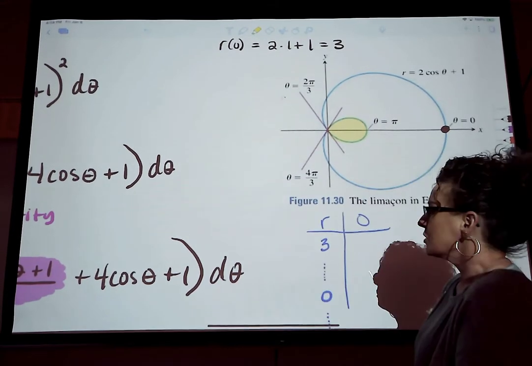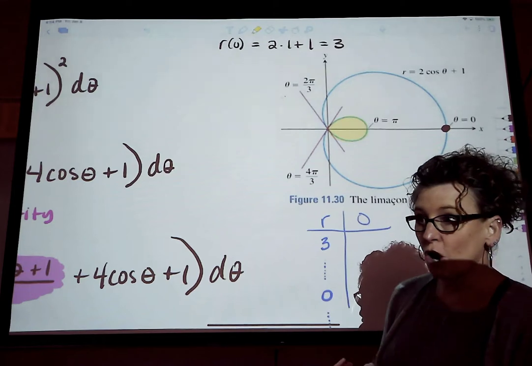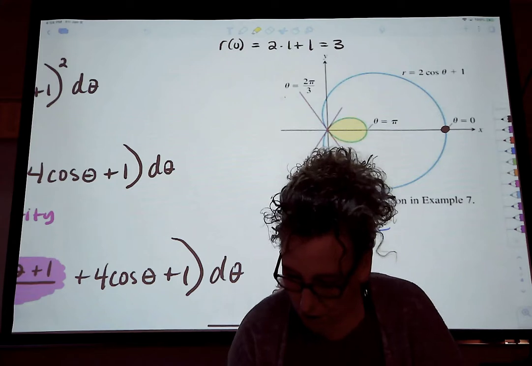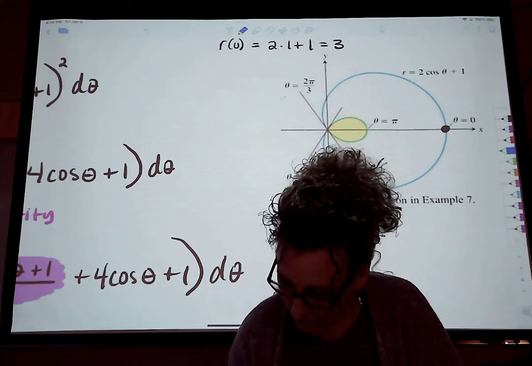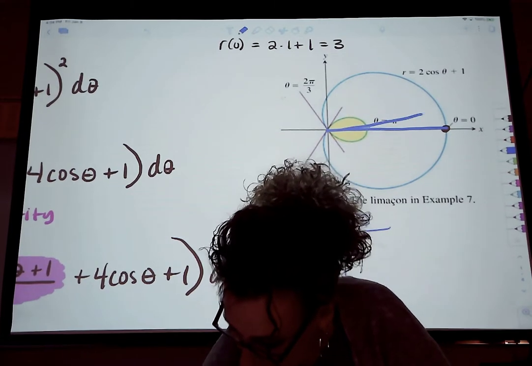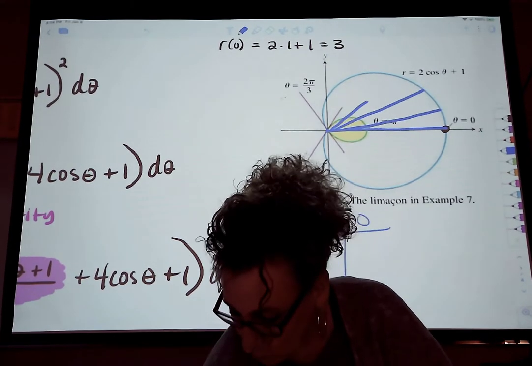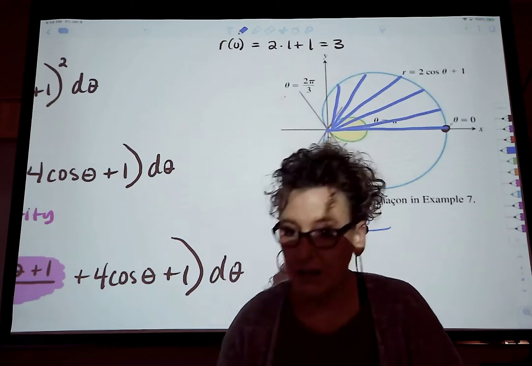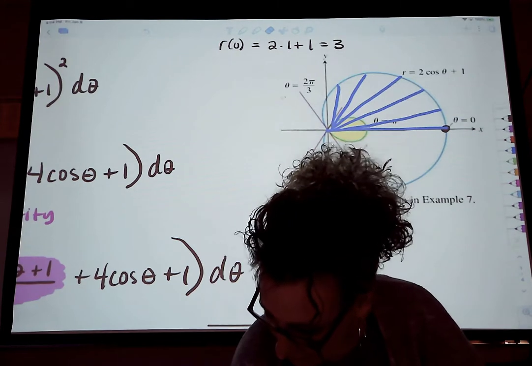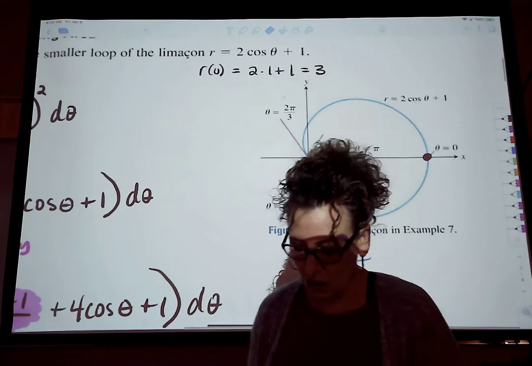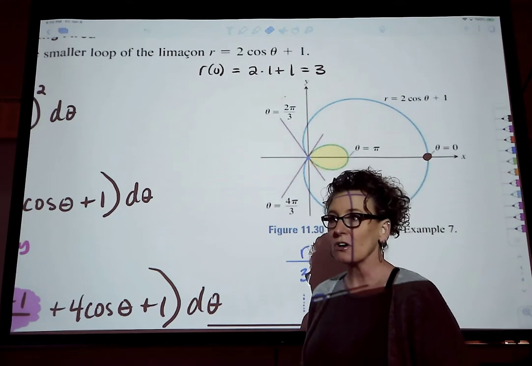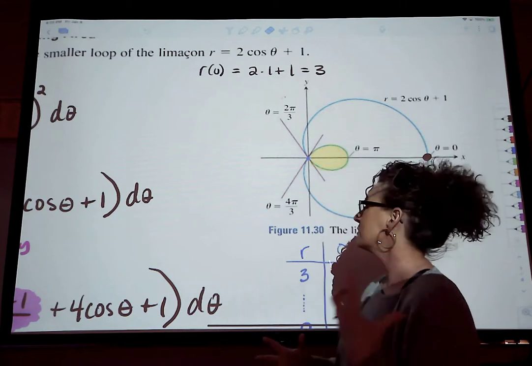Okay? The problem is if I start with theta equals 0, look at those R values that it's going to give me. It's going to go from here all the way out to here and then to here. And you can see that that's way, way too much area. We don't want all that. So I would totally encourage you to think about, okay, I don't want to start my angles at 0 because that's going to give me way too much.